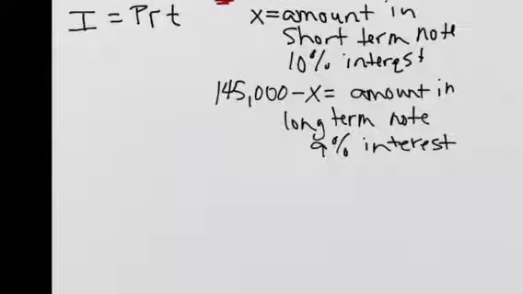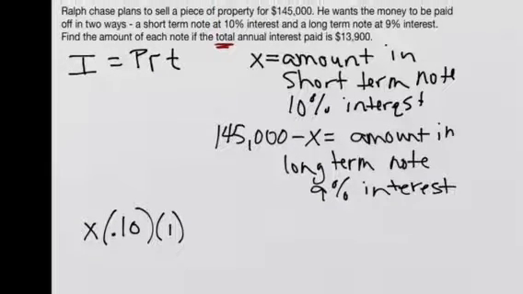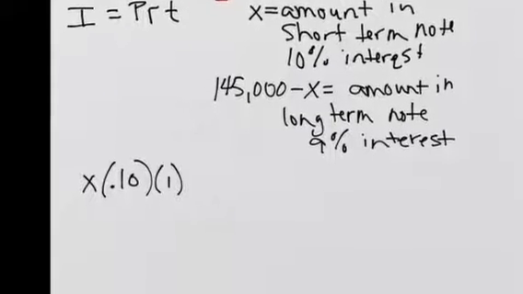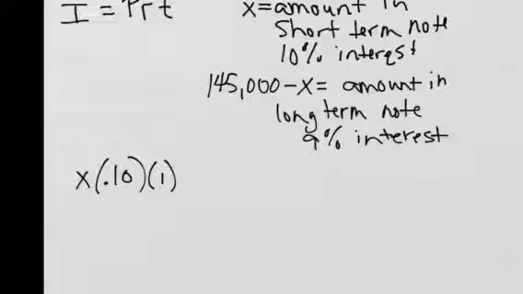So we'll say that we want to consider how much interest was paid in the 10% short-term note. To do that, we will look at principal as how much we put in. We said that was X dollars times the percentage rate written as a decimal. So that was 10%, so we write it as 0.10 times our time. And if you look back up at our problem, it said that it was the annual interest paid, so that means 1 year. Then it said the total, so that's what tells us we should be adding.